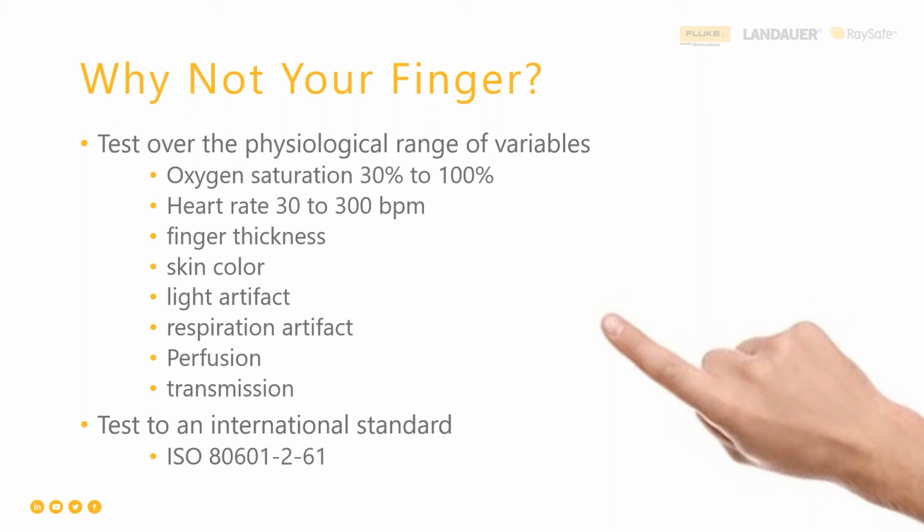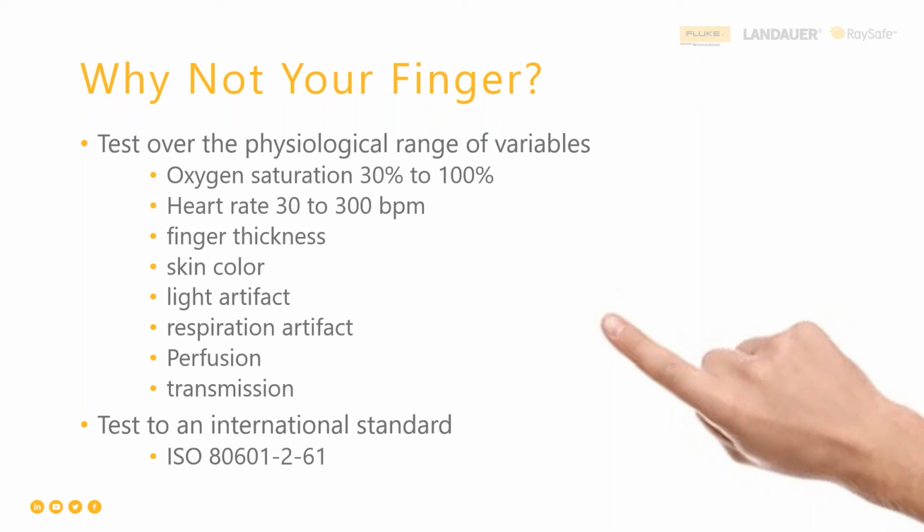The test has to cover the physiological range of variables for oxygen saturation from 30%, because below 30% O2 saturation, the patient is dead. Therefore, it doesn't matter whether you can measure below 30%. Up to 100%, which we know would be a very healthy patient. The heart rate needs to be variable between 30 and 300 beats per minute because it has to be pulsatile.